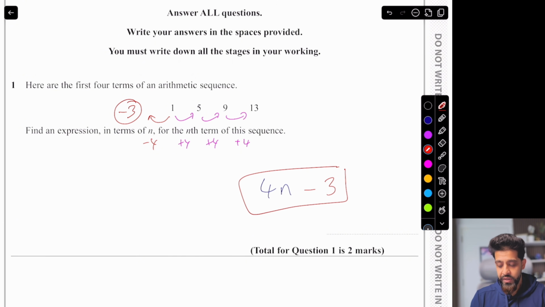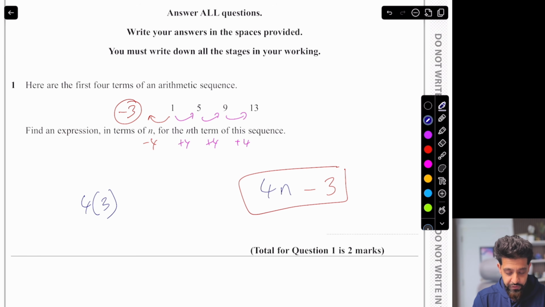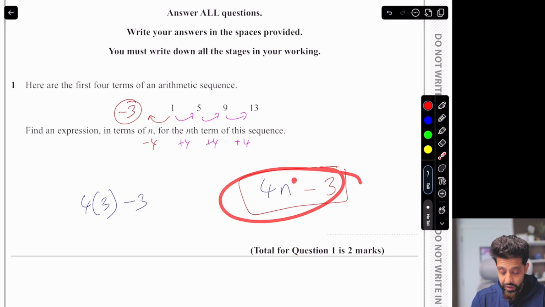Now, what you could do in an exam is just check that this is correct. To see if you've done anything wrong, this will highlight it. So for example, if we take the third term right here, the third term here is 9, okay? So we'll make n 3. So it will be 4 times 3 minus 3. Now, if this rule is correct, where we have taken the n value to be 3, it should give us the final answer of 9.